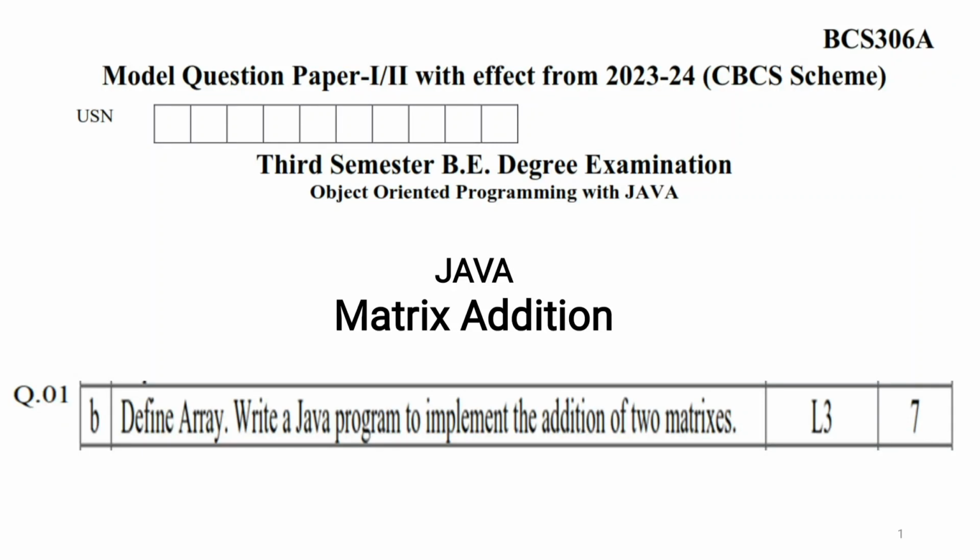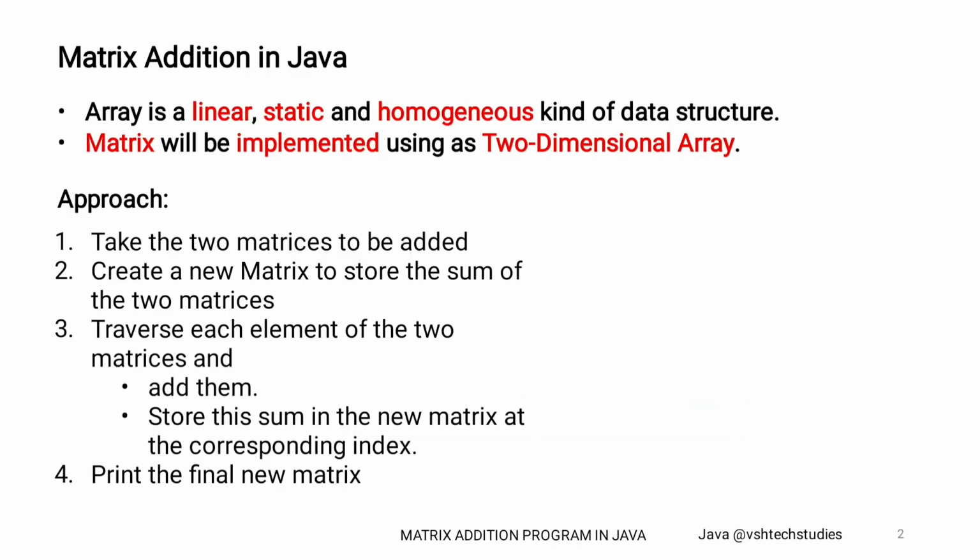Today we shall discuss Model Question Paper 1-2 with effect from 2023-24 CBCS scheme, third semester BE degree examination of the subject Object Oriented Programming with Java with the subject code BCS306A. So in question number 1b, define array, write a Java program to implement the addition of two matrices, that carries 7 marks. So first let us know what is array.